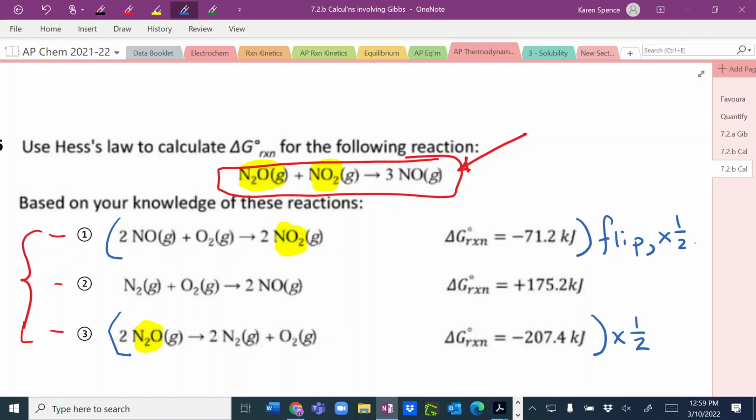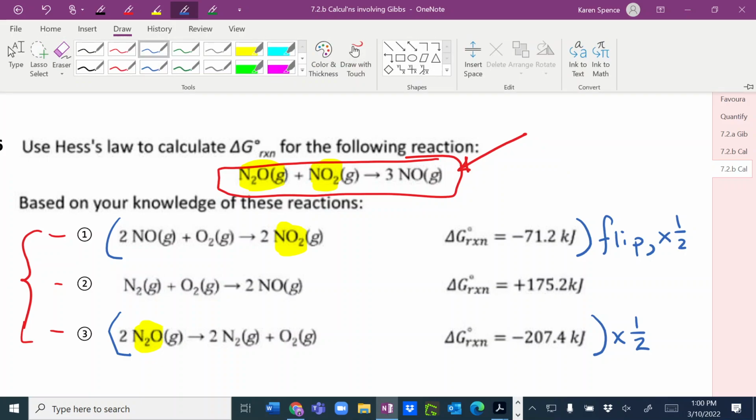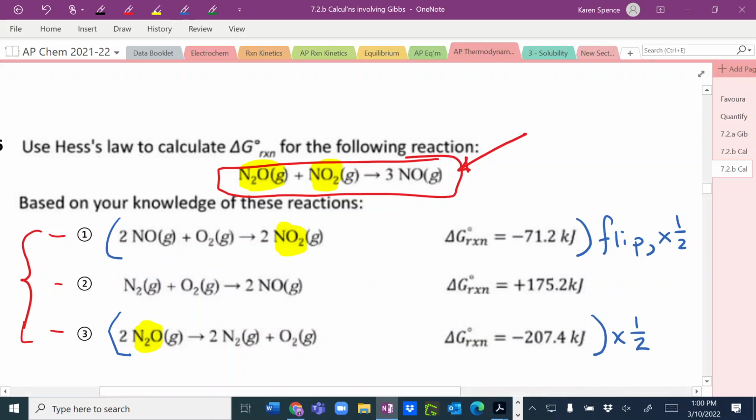And then finally, I need to have 3 NOs in my products. And this makes me a little unhappy. I picked one that was nasty to do as an example. Usually you'll just be like, oh, I just do this, this, this, and it all works out, and boom, Bob's your uncle, yes? But I picked one where I've got NO here, and I've got NO here, and that makes me a little uncomfortable, yes?